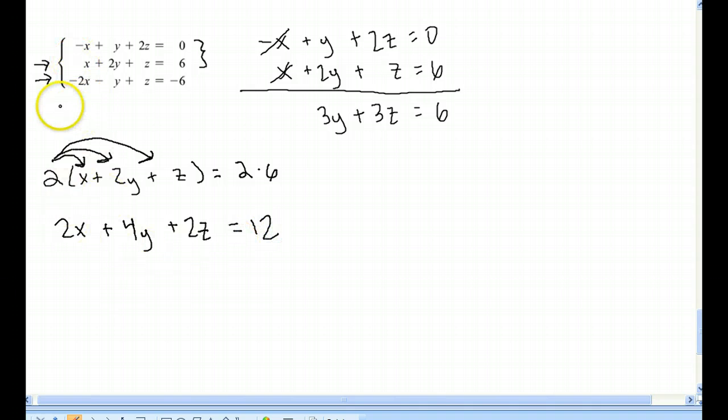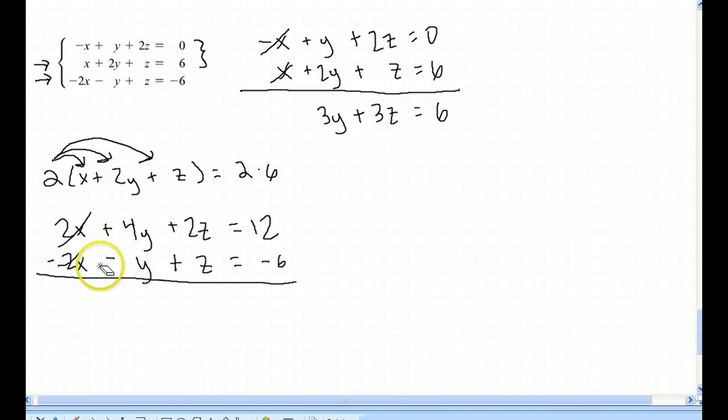Alright, and now I'm going to combine that with the third equation, negative 2x minus y plus z equals negative 6, and notice that 2x and the minus 2x cancel. And then that leaves me with, just like before, a 3y, a 3z, and that equals 6 again. Okay, now if you notice it, then you can stop right now. If not, remember your goal is to get a new system with 2 variables, and we've got that.